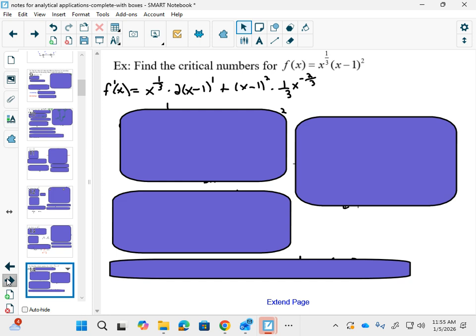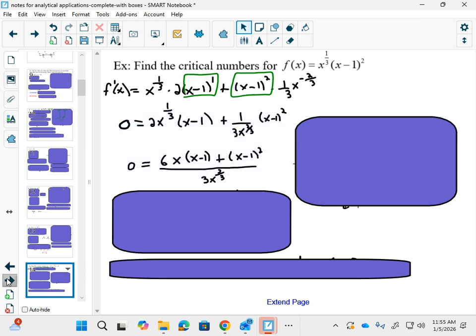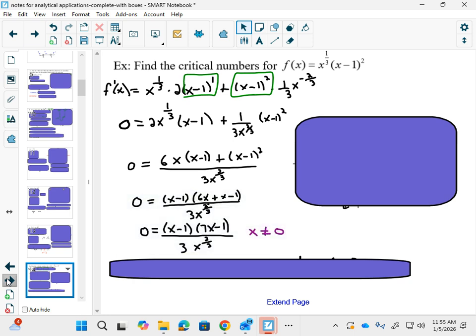And what's going to be really helpful for finding critical numbers is, especially in product rule, after you've done the product rule, you will always have parts that will have a common factor, even though it's a binomial, that you can factor out. So I can take an x minus 1 out. Yeah, I might do that first. I did it at the end. I can take an x minus 1 out.